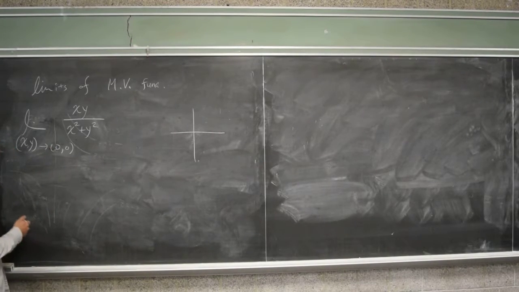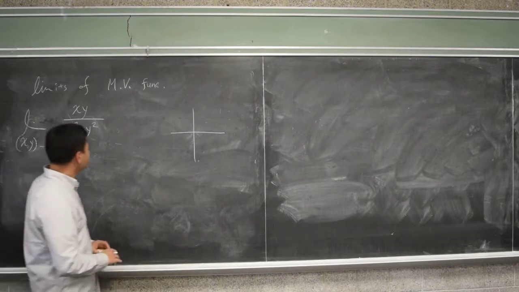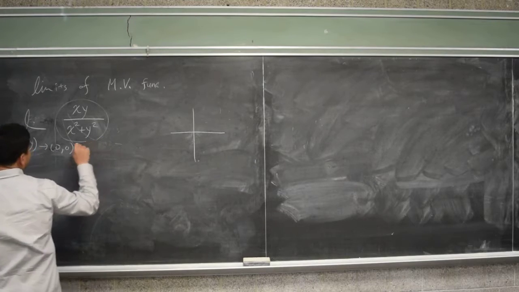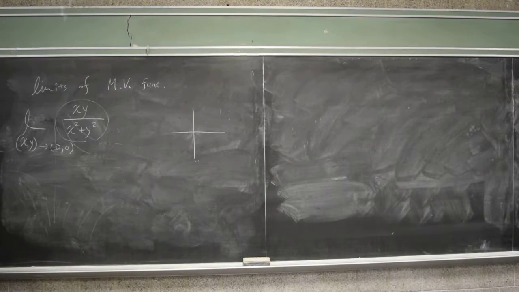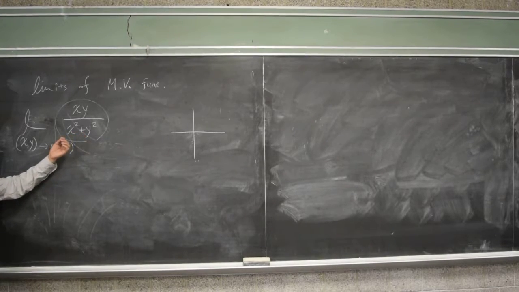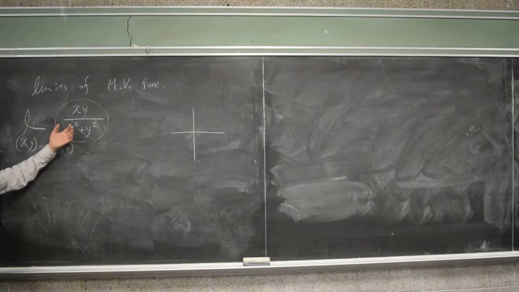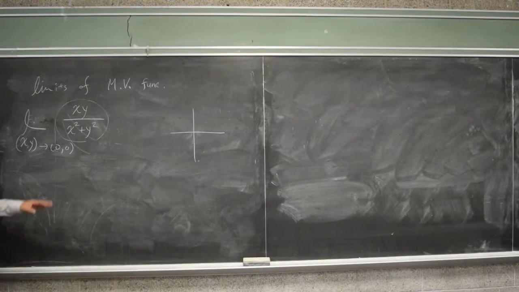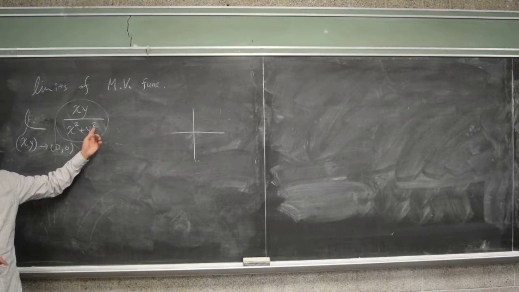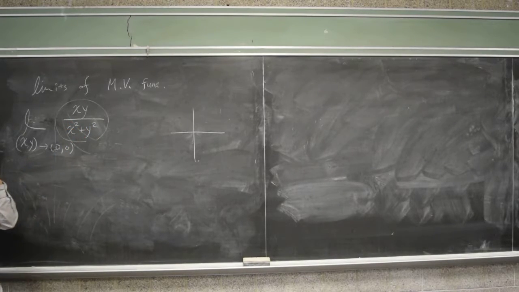So let's say you're given this function. If you think about the function's domain, you know that when x and y are both 0, the denominator is not defined, and therefore you can't have this fraction. You can't have 0 in the denominator. Otherwise, it's okay. The only time that this denominator is 0 is when x and y are both 0.